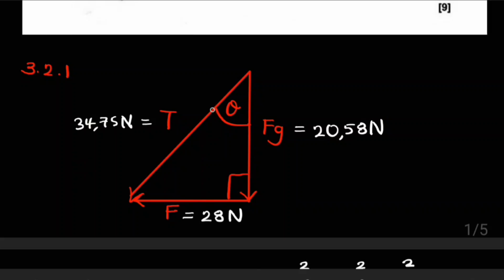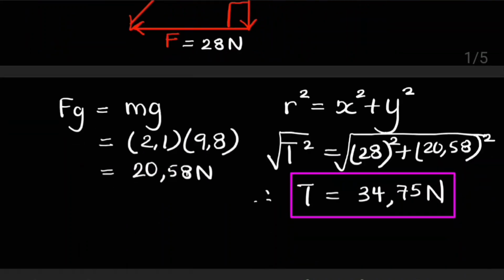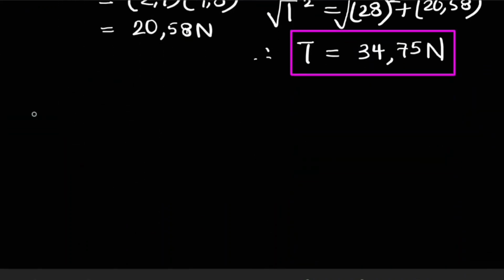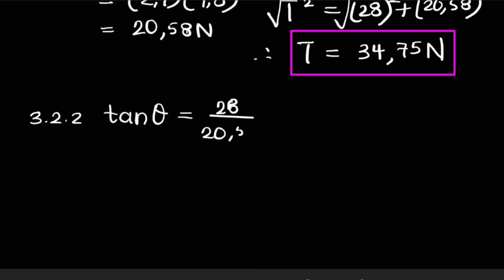So here you can choose any one of the trig ratios. I'm just going to go with tan to solve this. So in terms of theta, I want to solve for theta, I'm going to use opposite over adjacent. So I have tan theta is equal to, the opposite value is 28, the adjacent value is 20.58. So we learned this in grade 10.